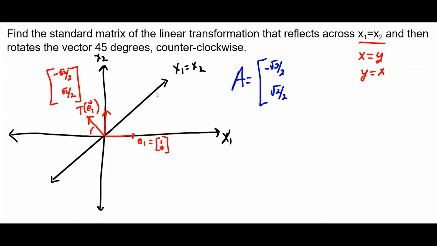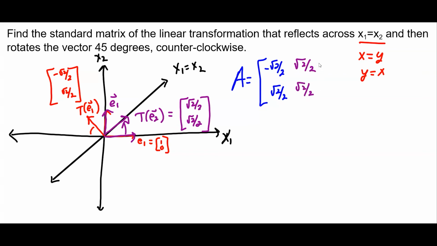And next, let's do E2. So E2 is here. If I reflect across the x1 equals x2 line, I get this vector. And if I rotate 45 degrees counterclockwise, my vector's sitting on the y equals x line. And it's at 45 degrees, so T of E2 will be just the positive square root of 2 over 2, because sine and cosine are both positive here. That's cosine and sine of 45 degrees. So there's my standard matrix.